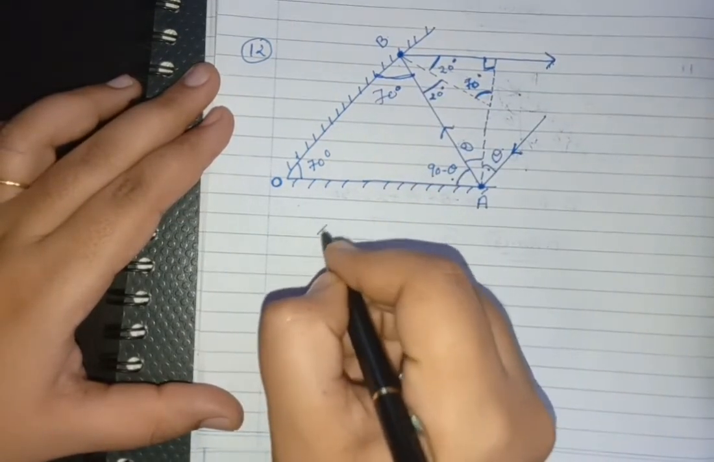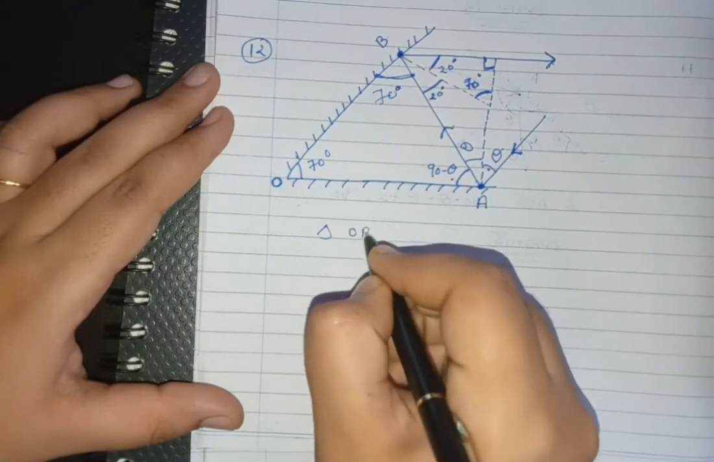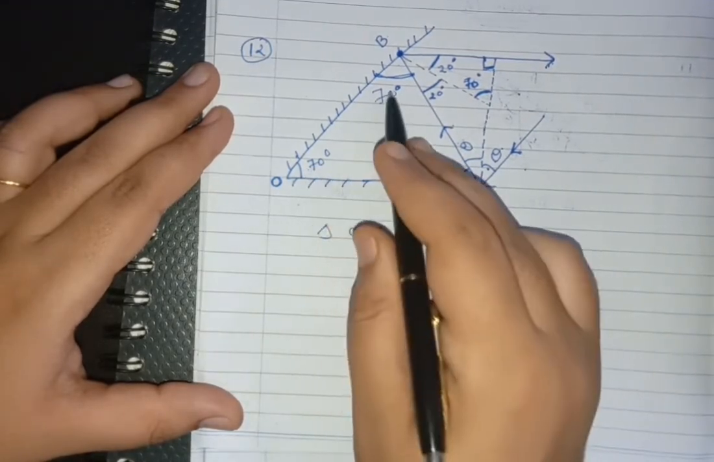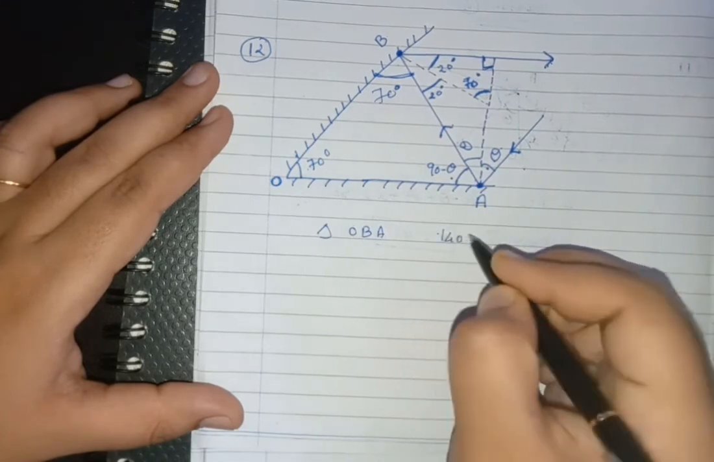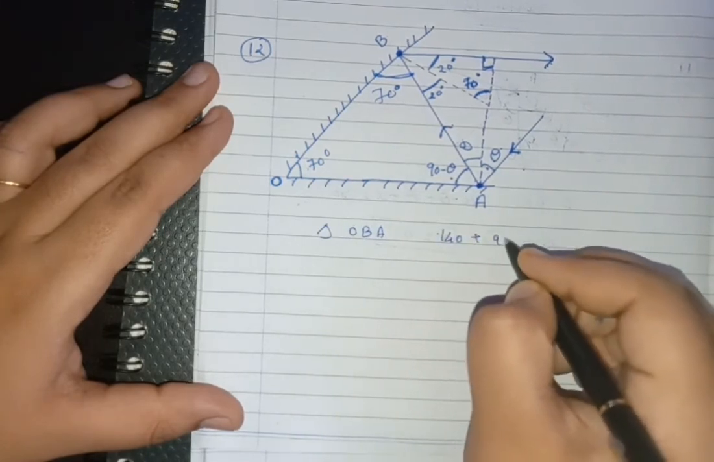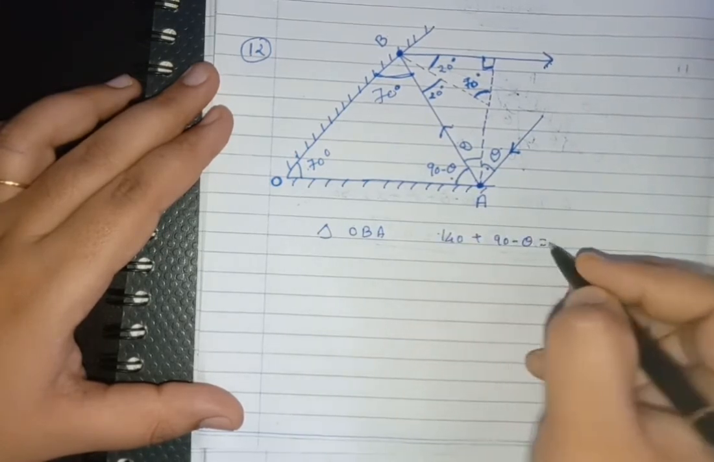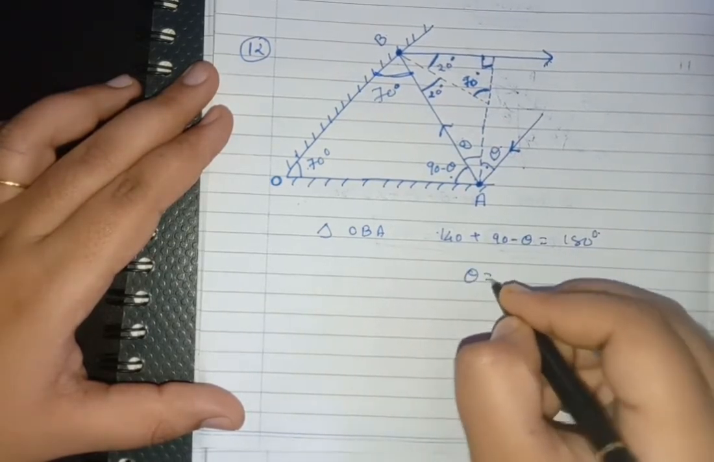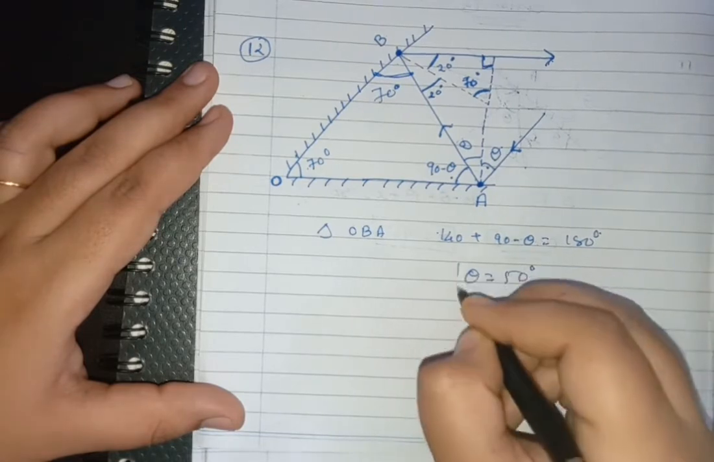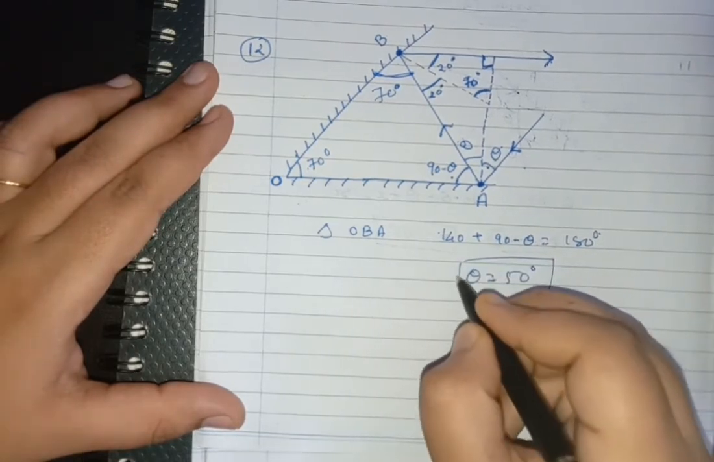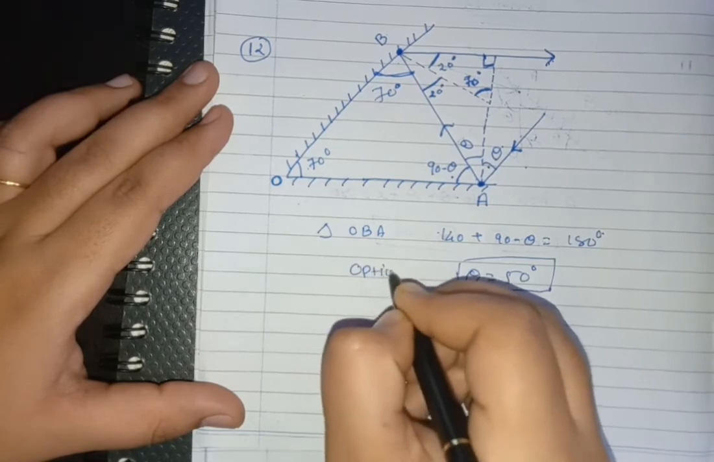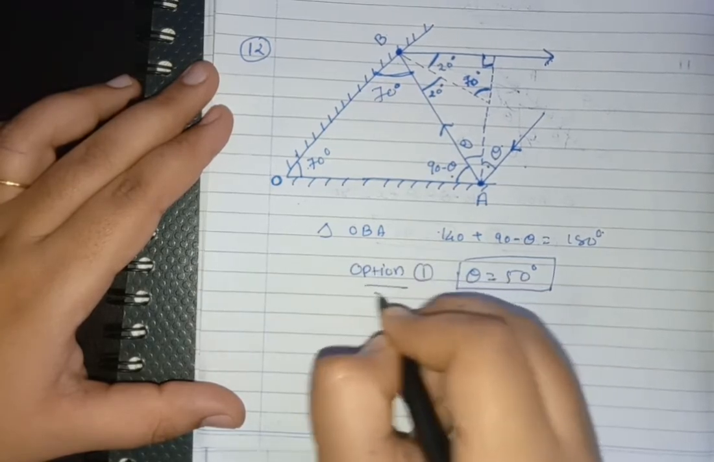So in triangle OBA, 70 plus 70, that is 140, plus 90 minus theta is equals to 180 degree. So theta is equals to 50 degree. So option 1 is correct option.